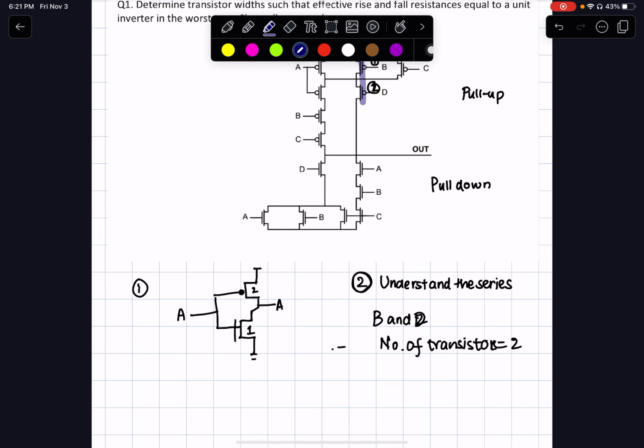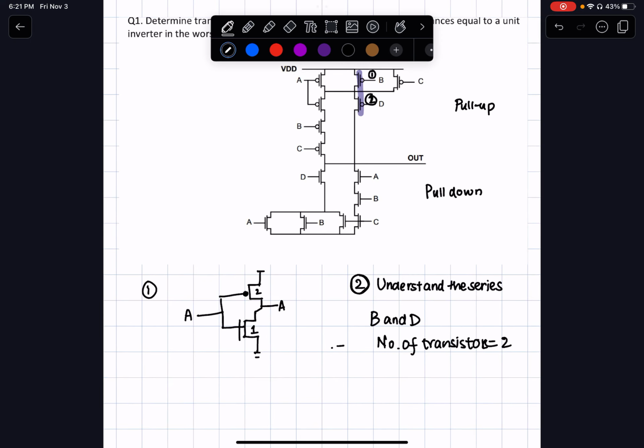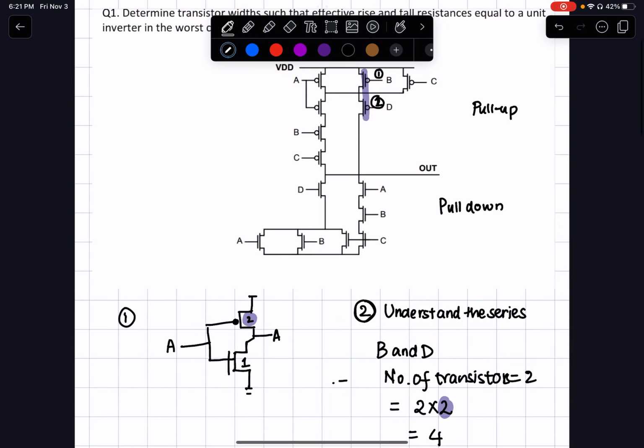Now, what we have to know is the concept of UniCMOS. So what is the value of PMOS of UniCMOS? It's 2, right? So number of transistors 2, the value is 2 times 2. This 2, we get it from here. So 2 times 2 is 4. Since this and this are in series, they are going to have the same value, which is 4, right?